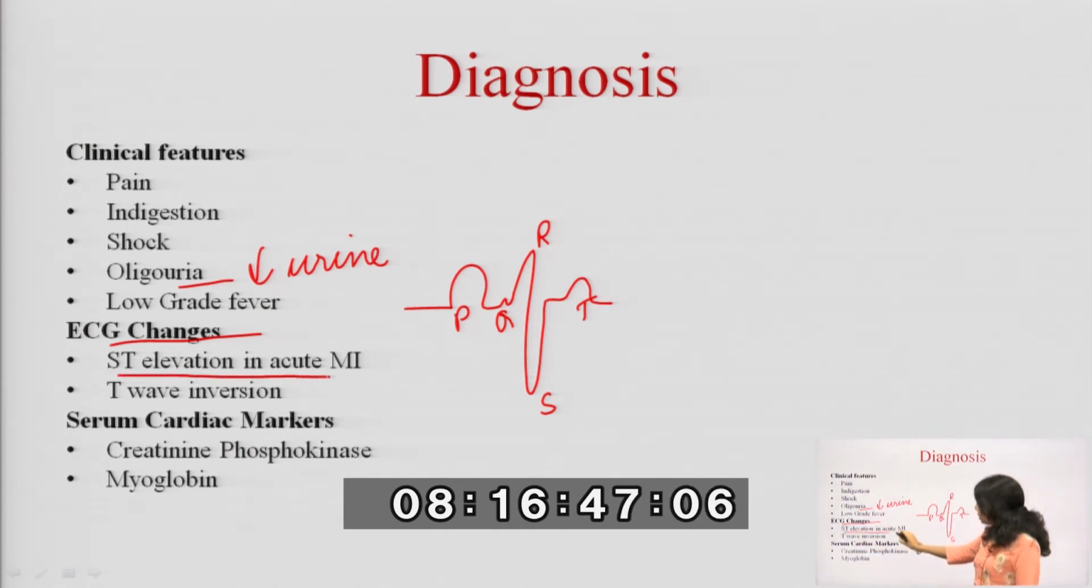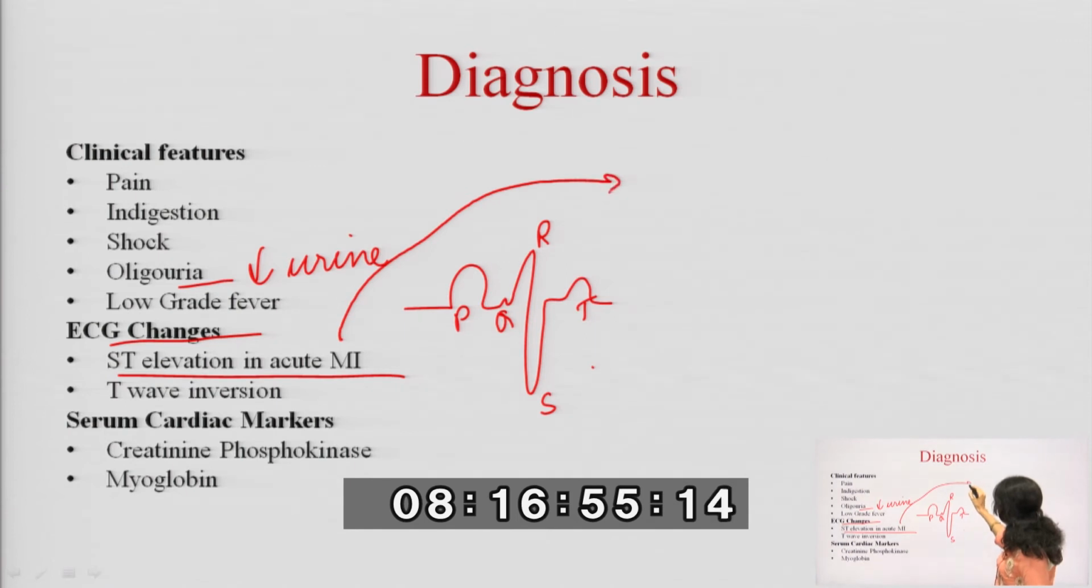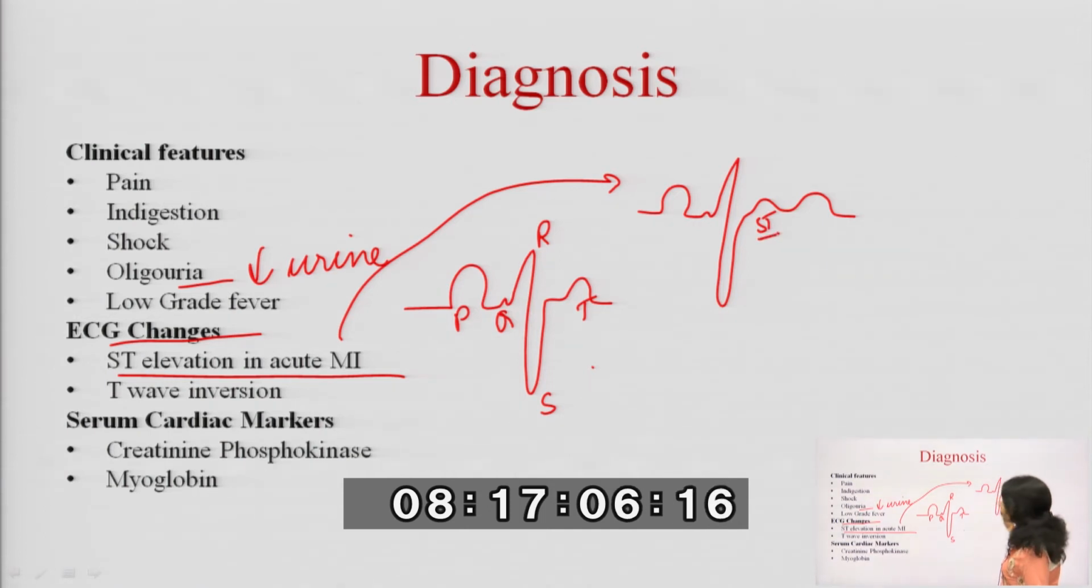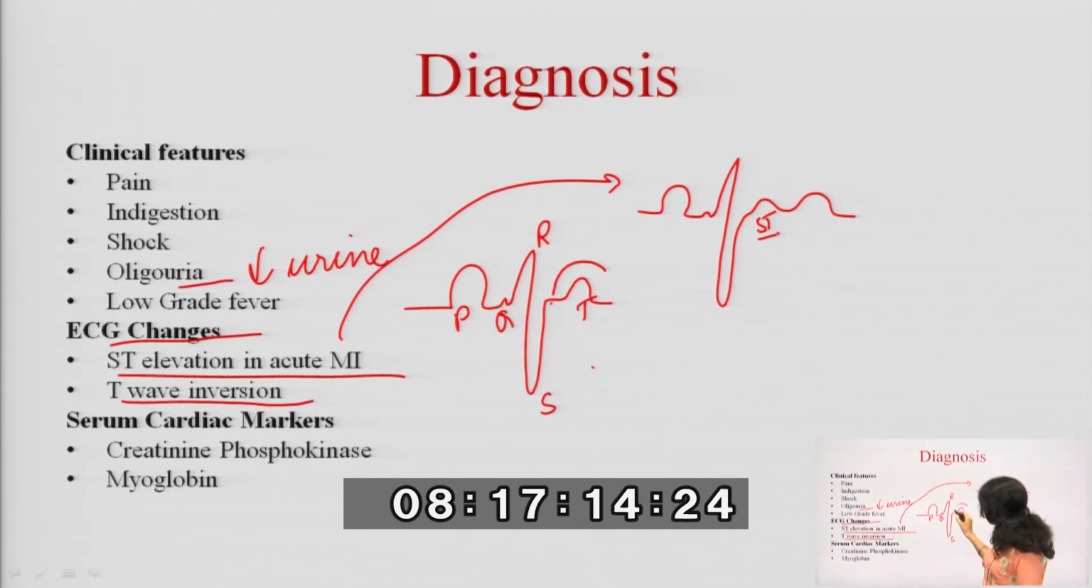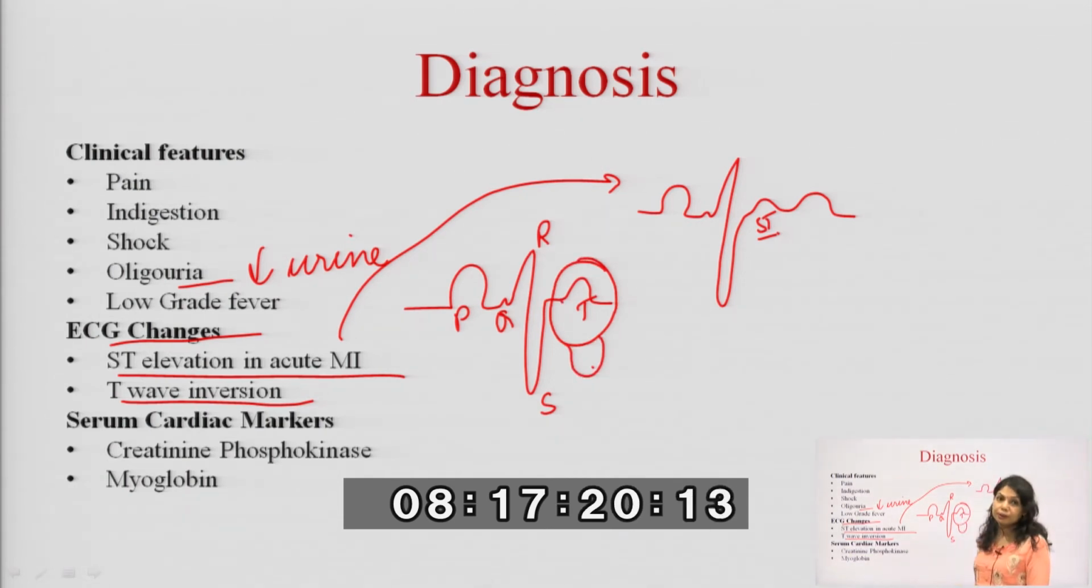ST elevation occurs in myocardial infarction. In ST elevation, what happens is that a little bulge is there. This is called ST elevation. Or T wave inversion, this is the T wave, and this T wave may be inverted. So, these are the different ECG changes that we have seen.